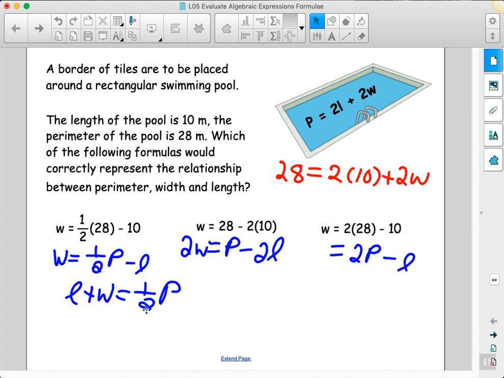Now let's think about this logically. Half the perimeter should be L plus W, right? All the way around is 2L plus 2W. So halfway around should be 1L here plus 1W. So I know this is true. That is correct. And then if I subtract L from half the perimeter, I will get W. So this one is correct.